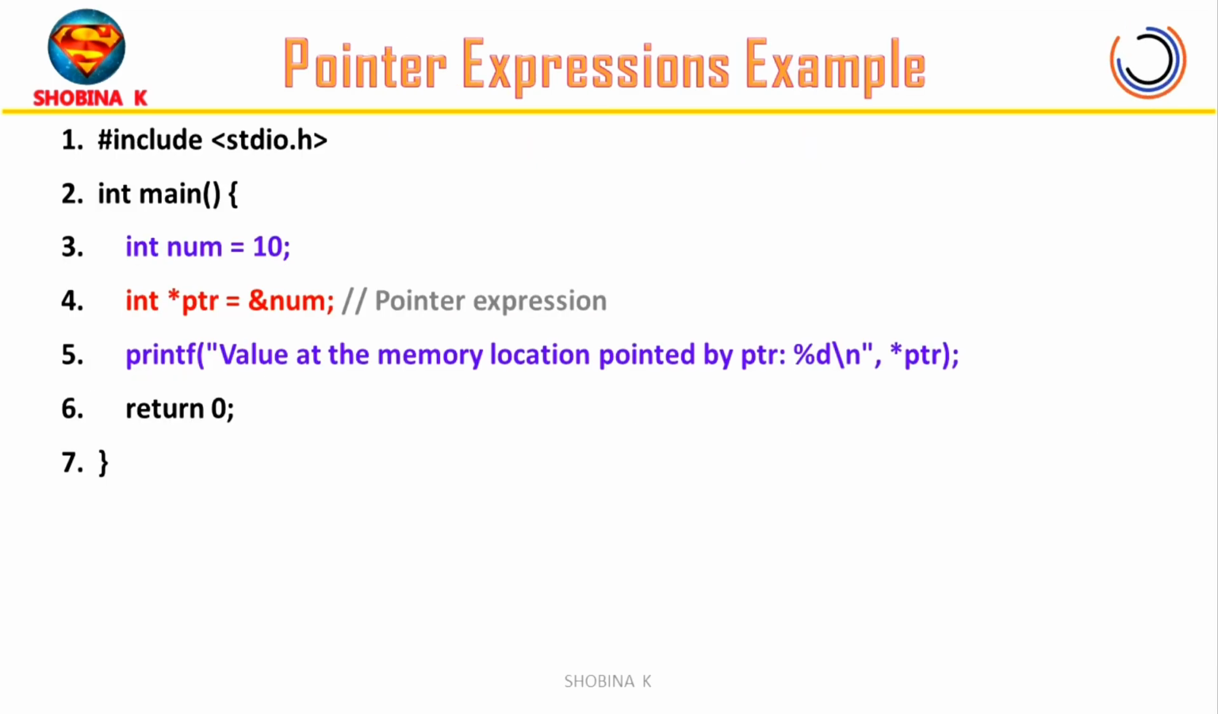Now let's see an example. Include necessary header files. Int main, which is the entry point of the program. The integer variable num is assigned a value 10. Next, we declared a pointer variable named ptr that can hold the memory address of an integer. The address of num is assigned to ptr using the address-of operator. The print statement prints the value stored at the memory location pointed to by ptr. The asterisk operator is used to dereference ptr, which accesses the value stored at the memory address it points to. The return statement indicates successful program execution. This program demonstrates the usage of pointer expressions to access the value stored at a memory location.